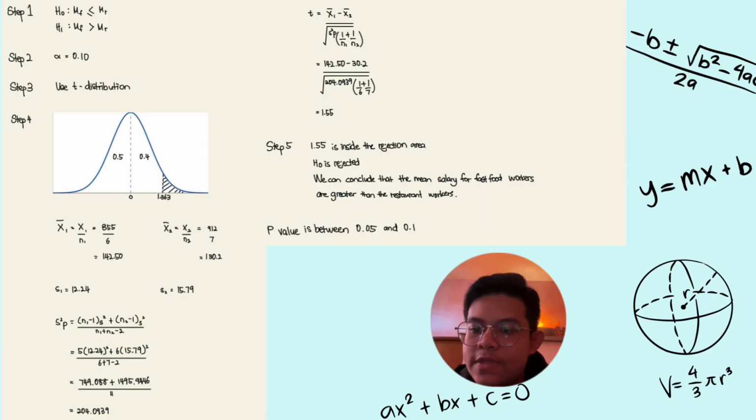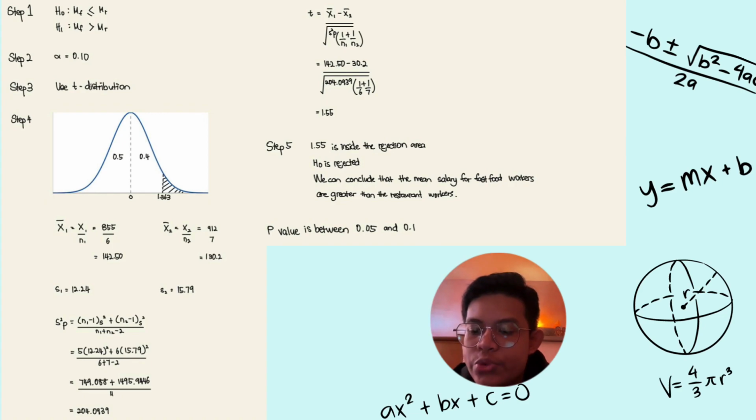Question number 2D. Step 1, state the H null, mean fast food less than or equal to mean restaurant. H1, mean fast food more than mean restaurant. Step 2, state the alpha, which is 0.10. Step 3, use T distribution. Step 4, find the S bar 1 and S bar 2, which is 142.50 and 130.2 respectively. S1 equal to 12.24, S2 equal to 15.79.